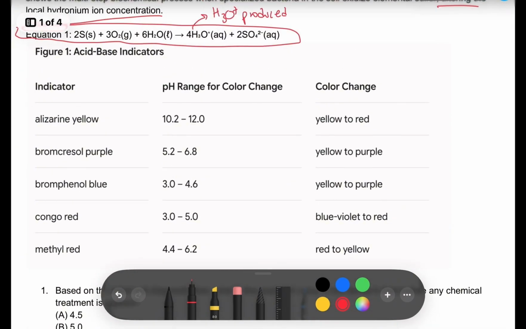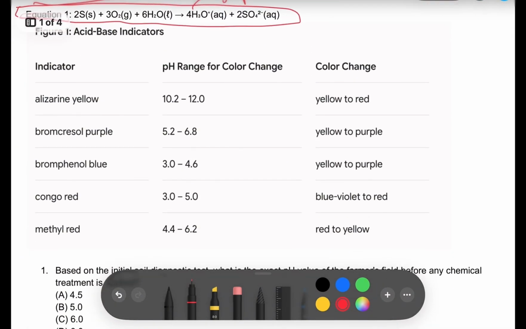Now here we have our indicators, we have our pH range. So if you want to know how to read this pH range, the number on the left indicates the more acidic side of the range, so it would be yellow, and the number on the right side indicates the more basic side of that range, so it's going to be red. So there's a transition in color.